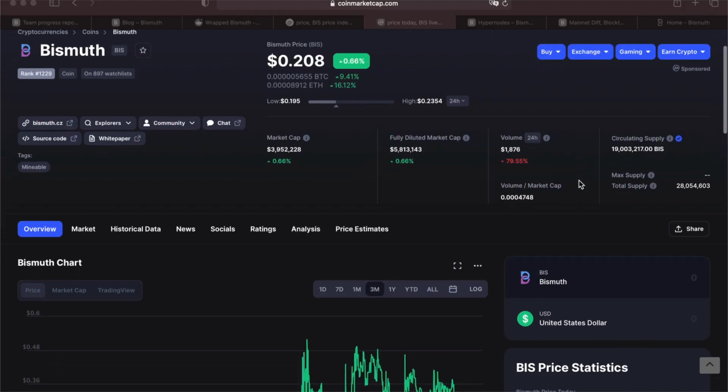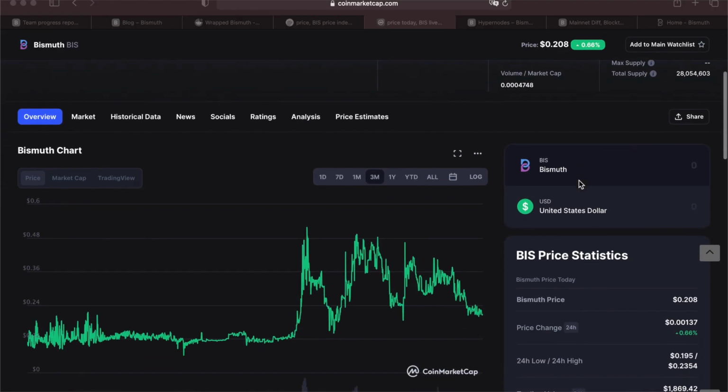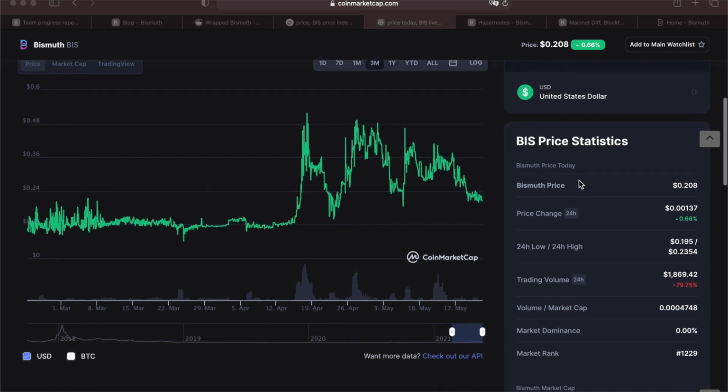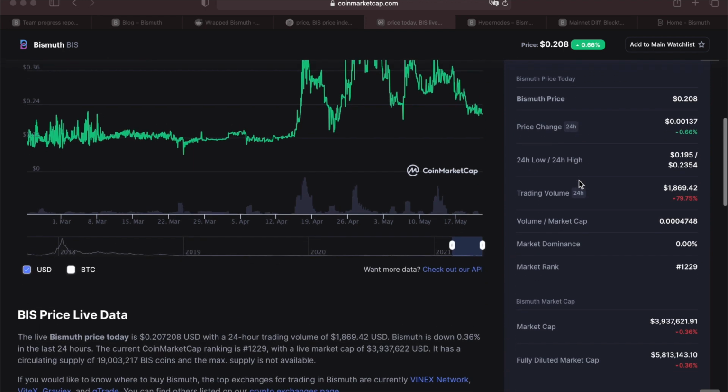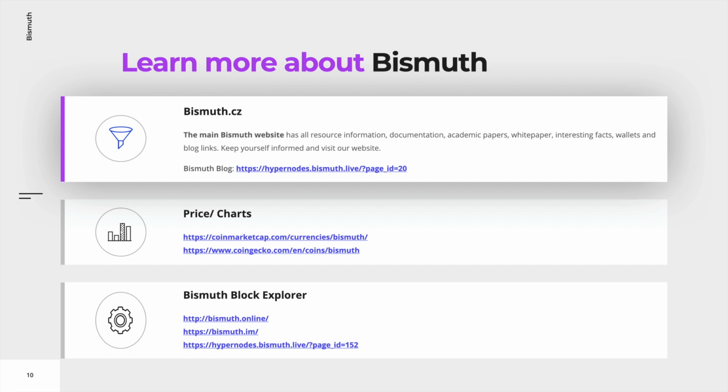For chart analysis, I'd recommend CoinGecko or CoinMarketCap. There are, of course, really many different other sites you can check out for charts. In case you would like to check Bismuth transactions or addresses, just use one of the Bismuth Explorers.